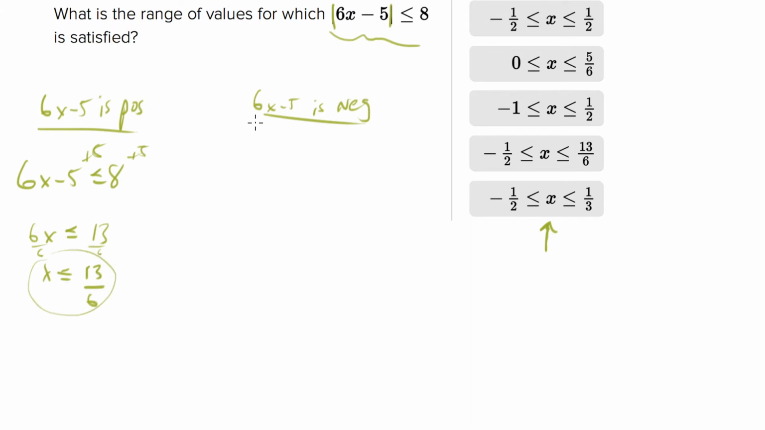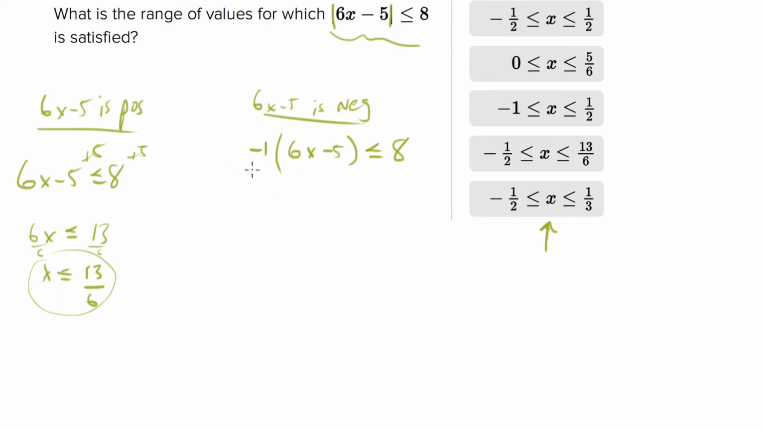Now, in the universe where 6x minus 5 is negative, what does the absolute value sign do? Well, let's assume that number's negative. It will make it positive, meaning it will multiply it by -1. So in that universe, you can assume that -1 is being multiplied by 6x minus 5, and that all of that is less than or equal to 8.